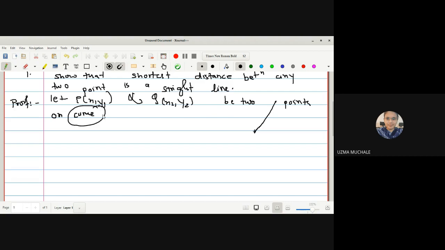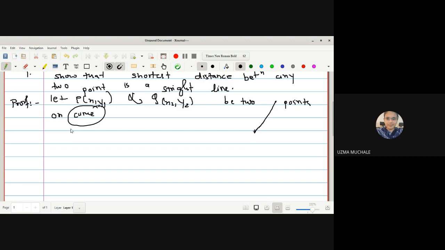Instead of saying a straight line, we say it is a curve because first we will imagine this to be a curve and then we will find out that the 2 points can be joined by infinitely many curves, but the shortest among them is a straight line. Okay, now to find out the distance between the 2 points P and Q, which is a straight line.